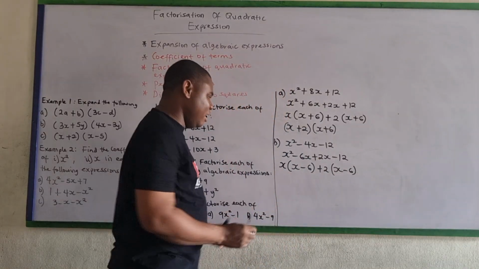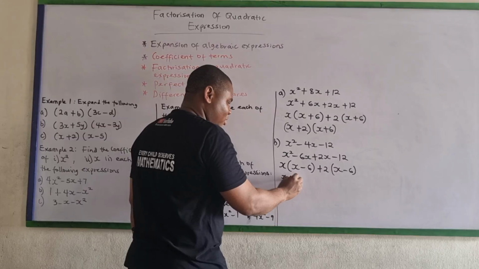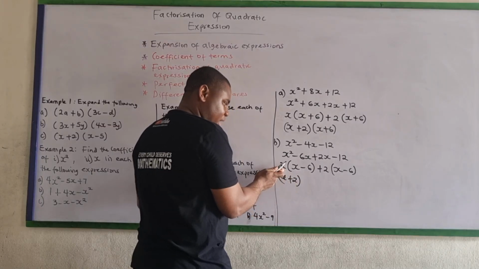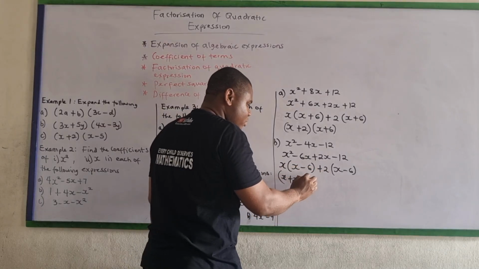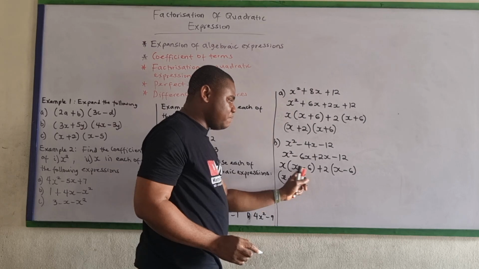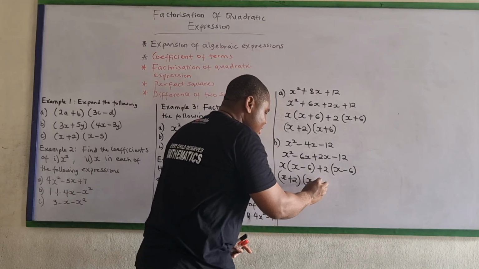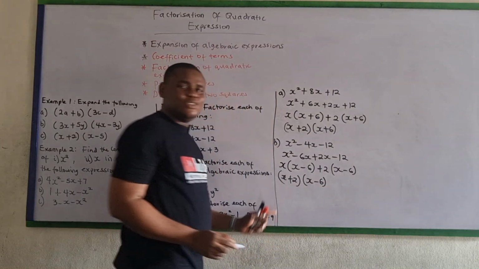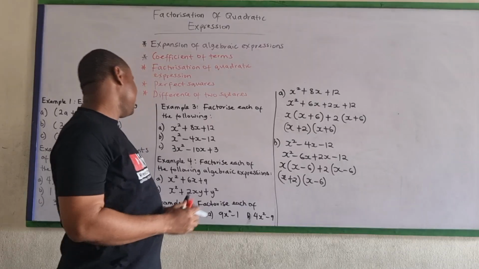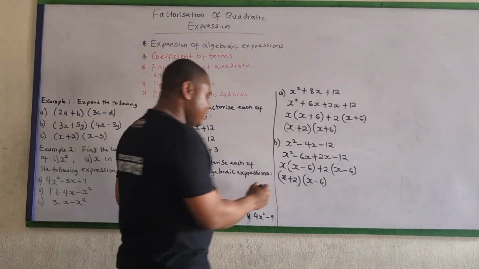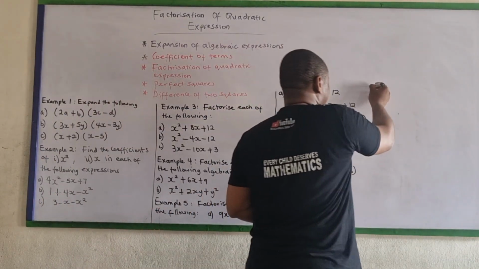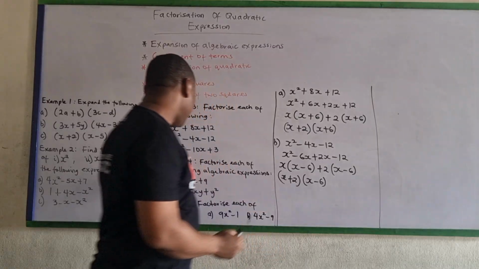Alright, so now we have x plus 2, which is the x here and the plus 2. So the brackets are common, x minus 6. So I have x minus 6. That's our final answer. Alright, the last one. The last one is going to be very, very interesting. So you need to pay attention. Now look at the last one.